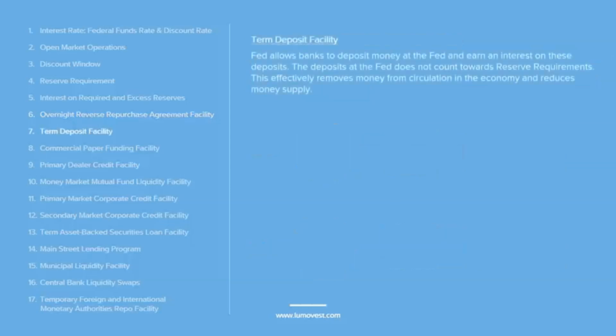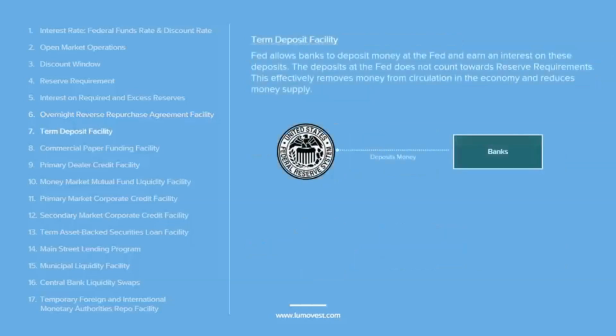Through the term deposit facility, the Fed allows banks to deposit money at the Fed, and the Fed will pay them interest. The money the banks deposit through the term deposit facility does not count towards the reserve requirement, which means the banks will have to set aside additional money to meet the reserve requirement beyond however much they have in the term deposit facility. This reduces money supply because banks will have less money to lend to the public.